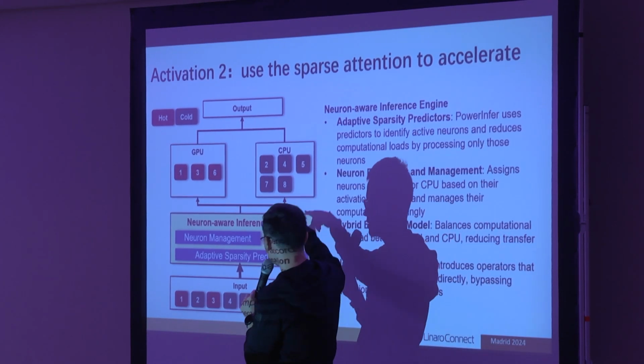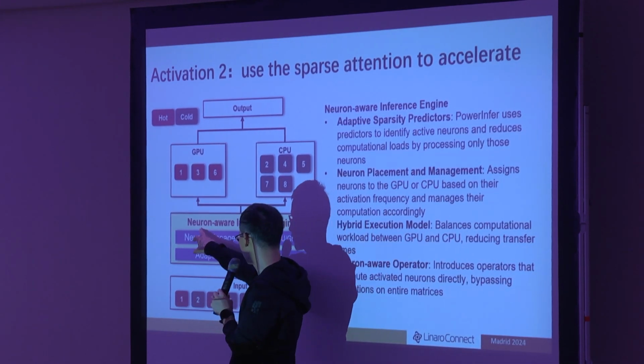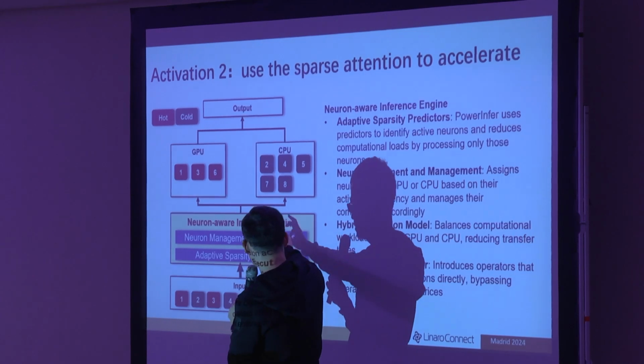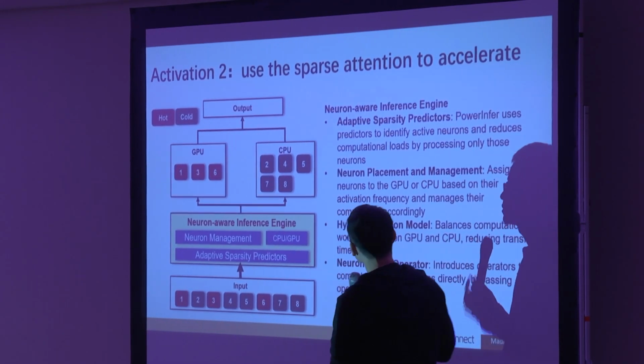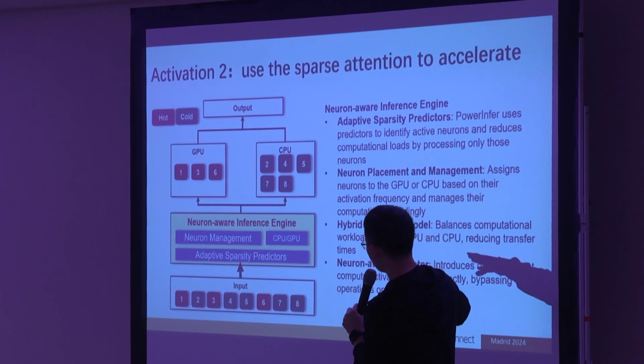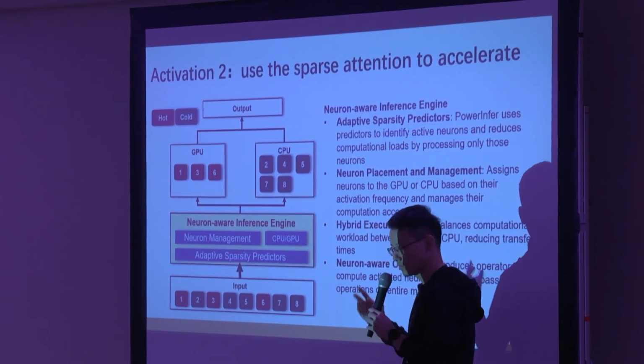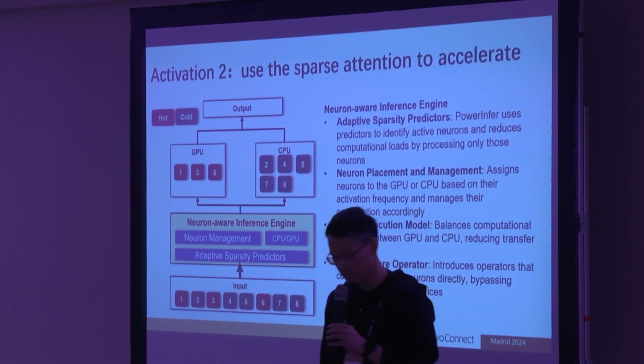So in this paper, it has a neuron-aware inference engine. It's a very interesting idea. So it has good performance. It can make the performance maybe 10 times faster.